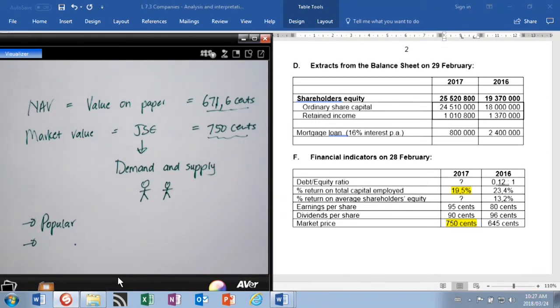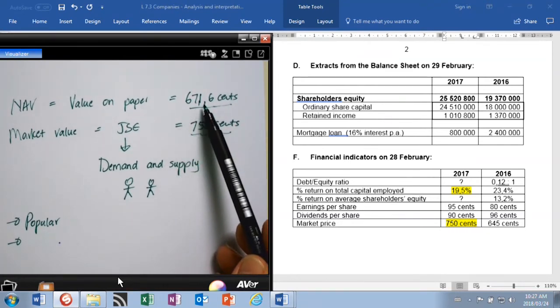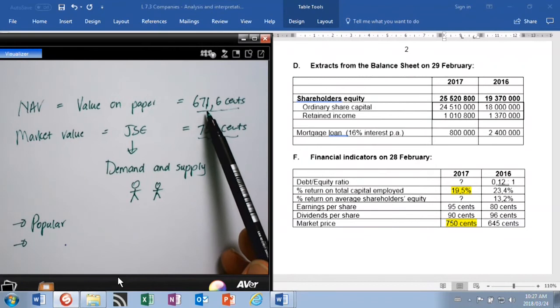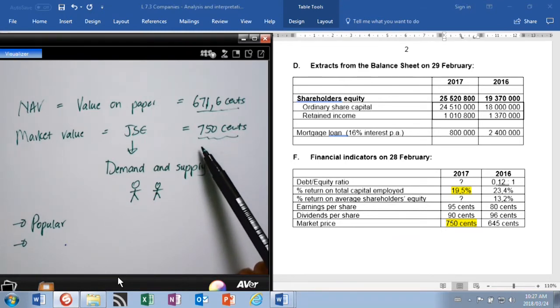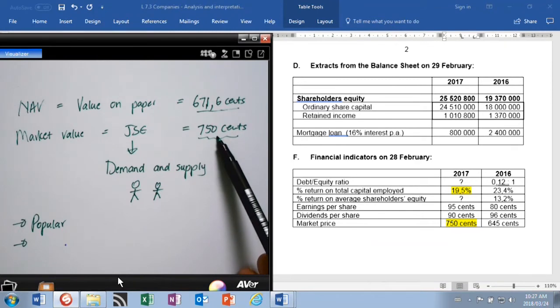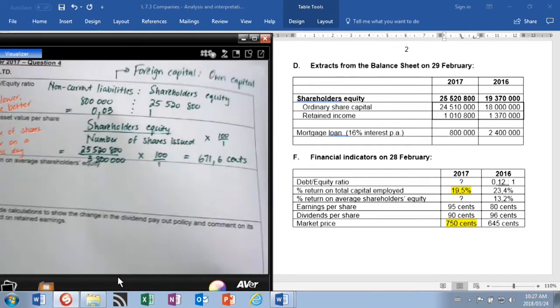For example, they can ask you, will you buy a share at the moment for 750 cents? Then you will say no, because it's more than what it's worth. Will you sell shares for 750 cents? Then you will say yes, because the market price is more than that. So just bear that in mind. They can ask you a few questions on that, where you compare the market price and the net asset value.